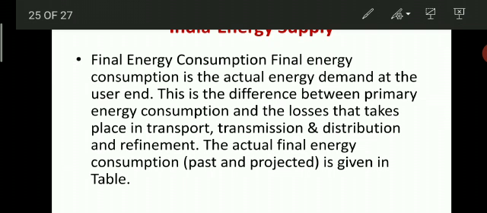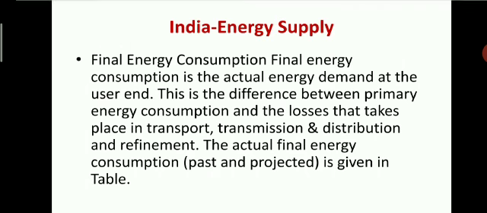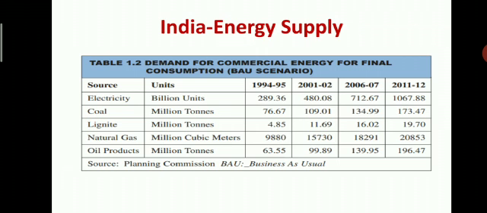Final energy consumption. Final energy consumption is the actual energy demand at the user end. This is the difference between primary energy consumption and the losses that take place in transport, transmission, distribution and refinement. The actual final energy consumption is given in the following table. Let us see that table.